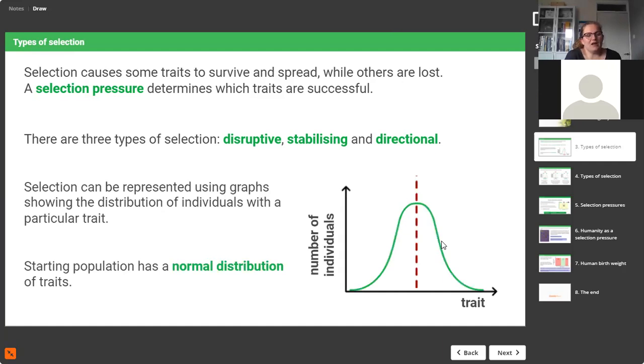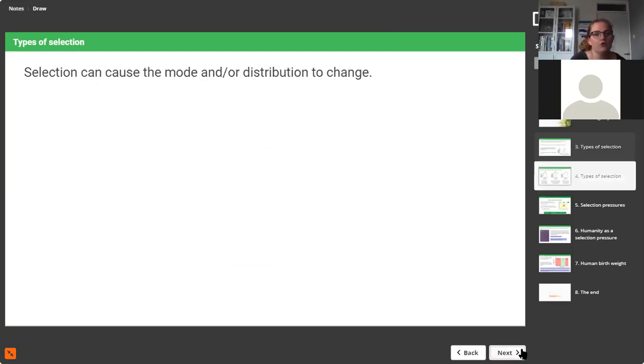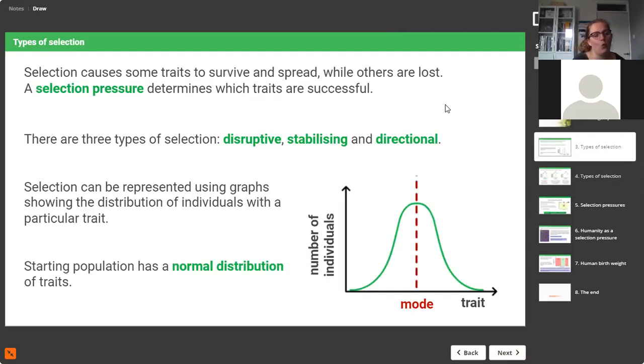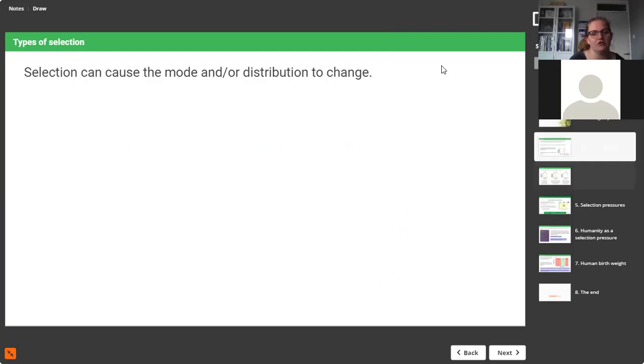We can actually use graphs to represent selection, and selection is able to show the distribution of individuals with a particular trait. So the number of individuals is on one axis and the trait across the bottom. The starting population always has a normal distribution of traits: the mode in the middle and then either direction. That's always our starting population. Selection can cause the mode and/or our distribution to change. So this is a normal distribution of variation of that specific trait.